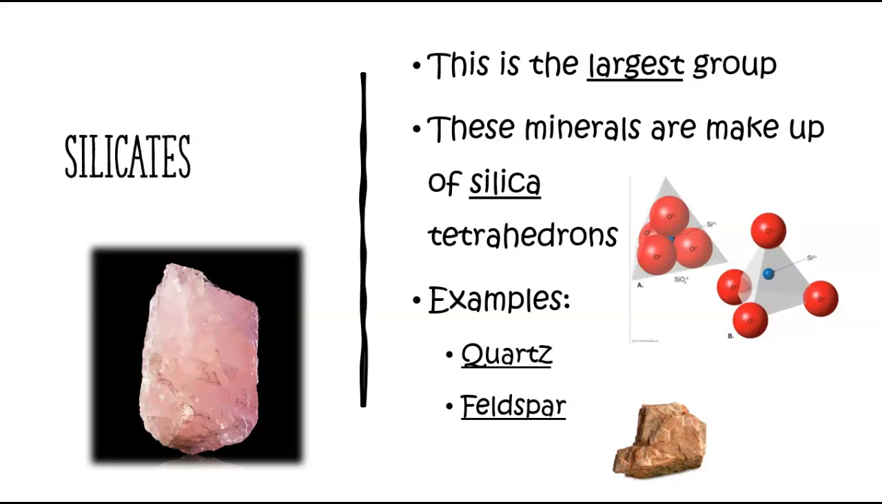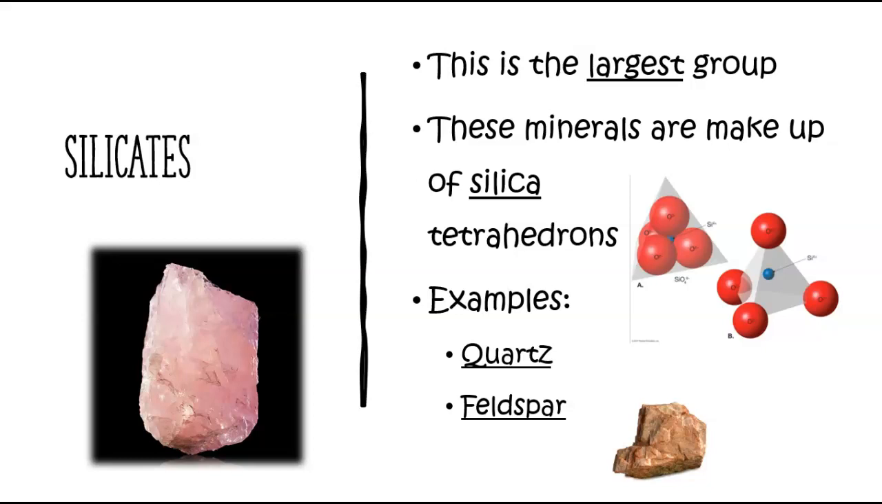These minerals are made up of what is called a silica tetrahedron, which basically means that you have the atoms that make up these minerals, these silicates. There's a silicon atom at the very center of this shape, and then it's surrounded by oxygen atoms. And the way the oxygen atoms arrange themselves around the silicon atom, it forms kind of a pyramid shape, which is also known as a tetrahedron.